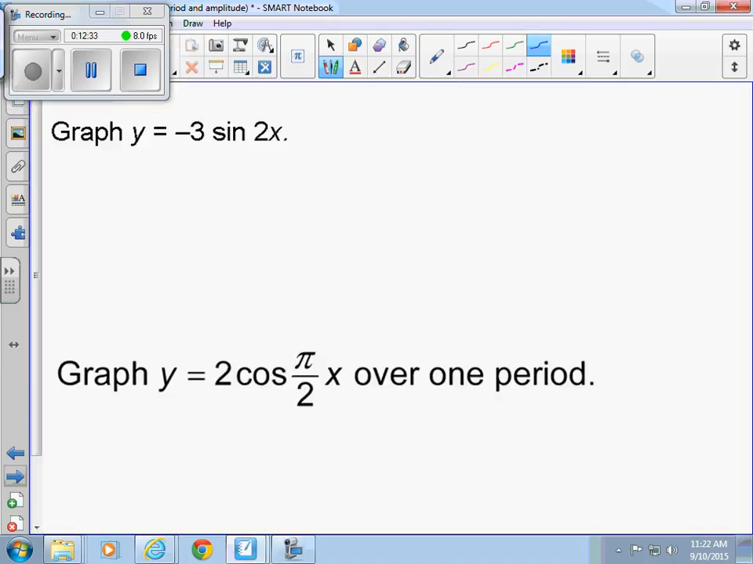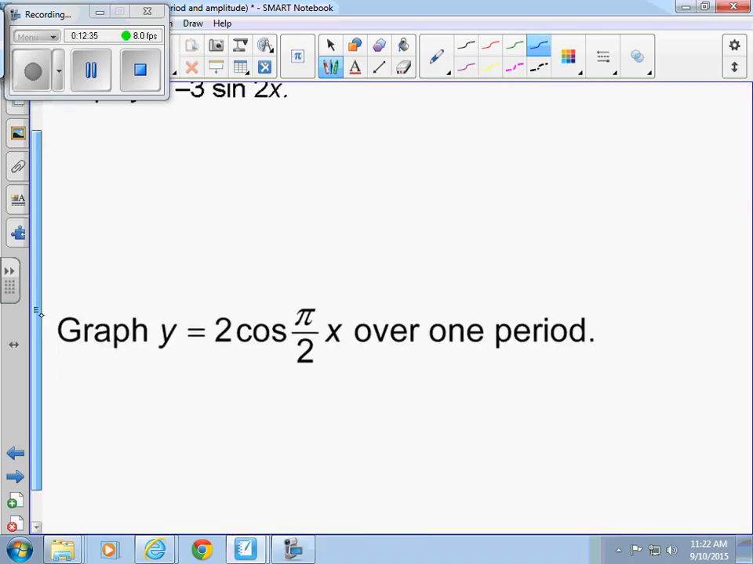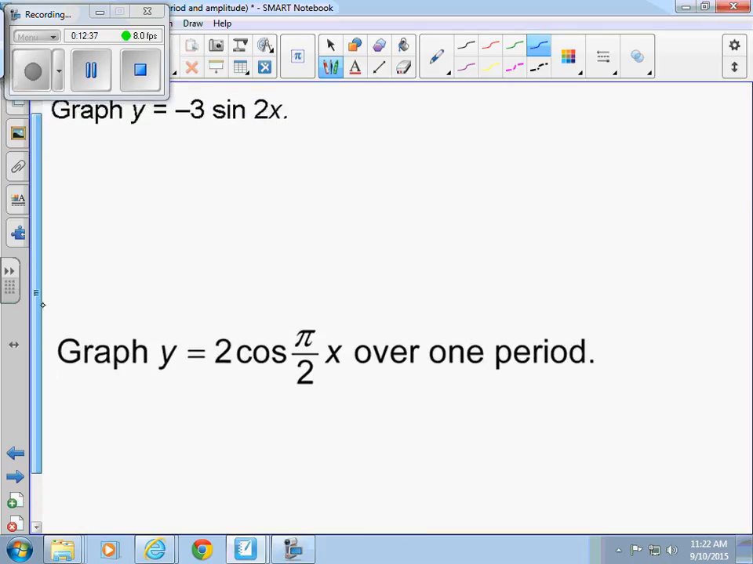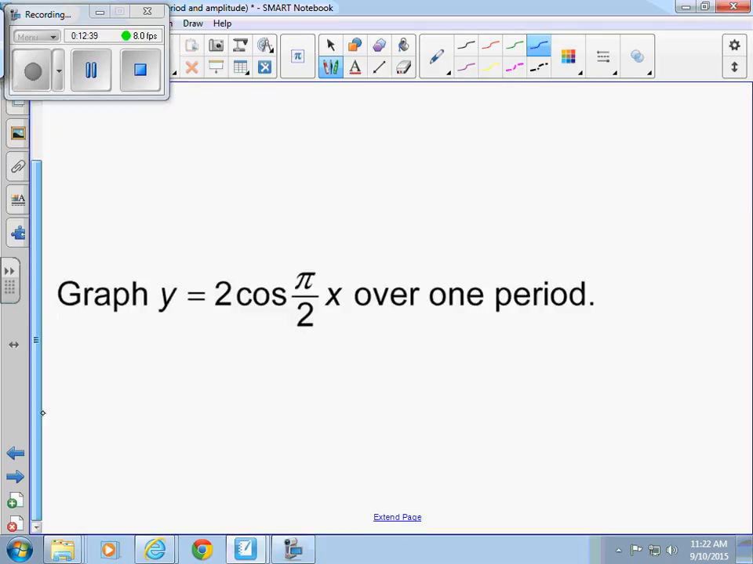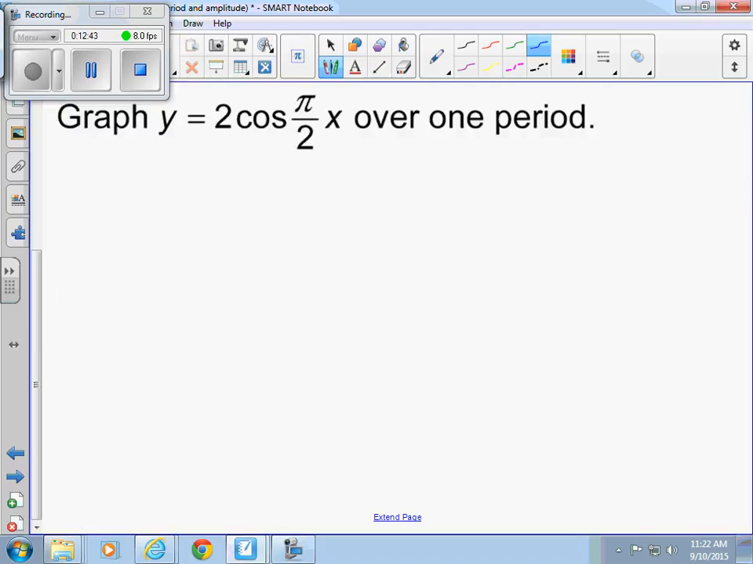Let's skip the -3 sine of 2x. I feel okay with skipping that. I do want to do one with a strange period. So I want to do the 2 cosine of pi over 2 times x. What is the amplitude? And what is the period?